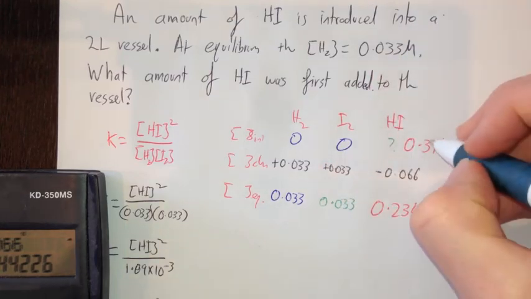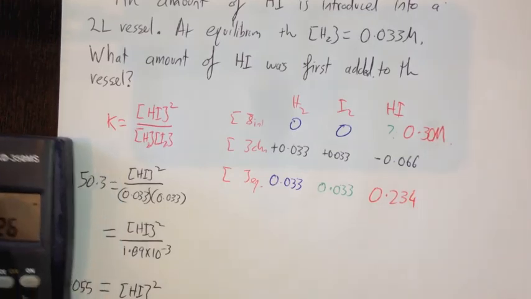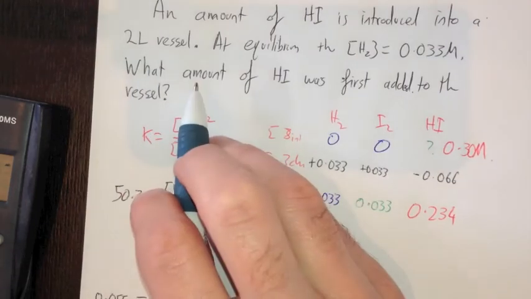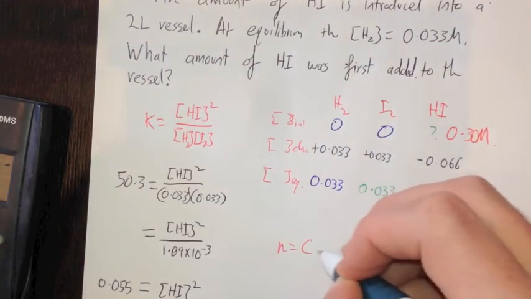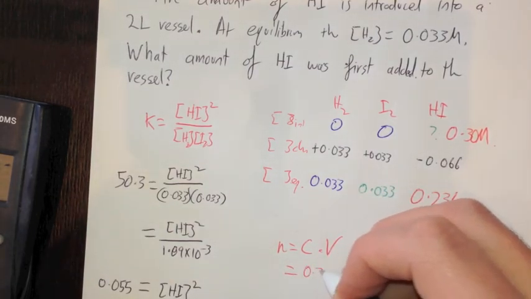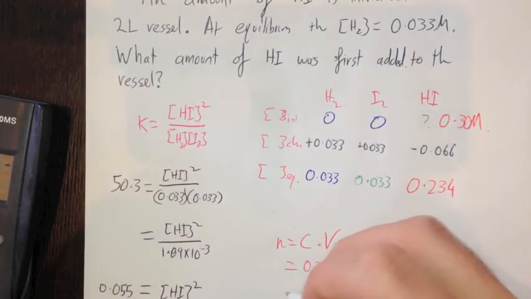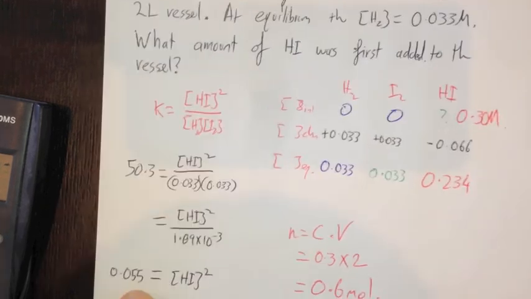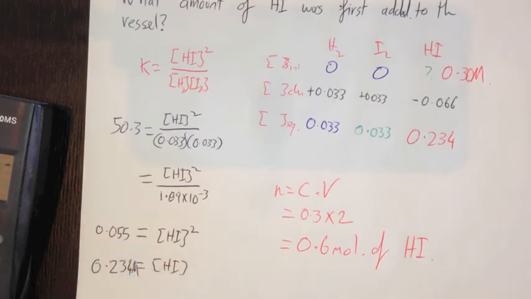therefore I'm going to go to 0.30 molar was introduced. It says amount, which probably means moles, so I'll go to number of moles equals concentration times volume. My concentration is 0.30, my volume is 2 litres, so therefore what was added in was 0.6 mole of HI. There we have it.